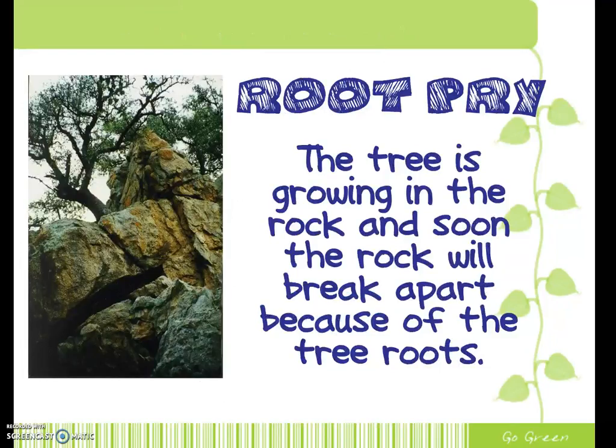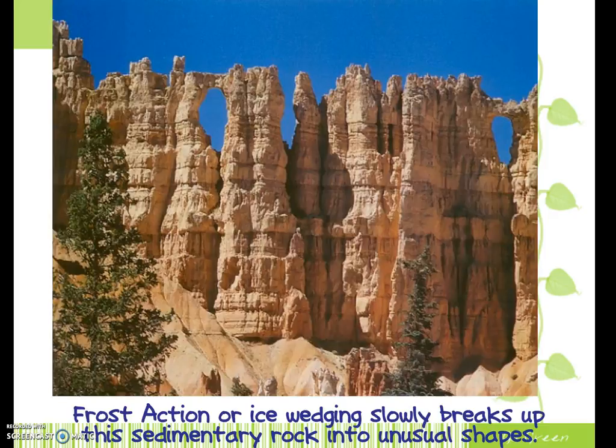We're going to go into a little bit more detail about a couple of them. Here you can see the roots breaking down the rock. Sometimes it's called root pry. The tree will grow in the rock, and the rock may break apart because of the tree roots. Here, this is Bryce Canyon in Utah. Frost and ice may have broken these rocks into these unusual shapes, kind of how we talked about the water freezing and expanding and breaking down rocks. These are the unusually shaped rocks at Bryce Canyon National Park.